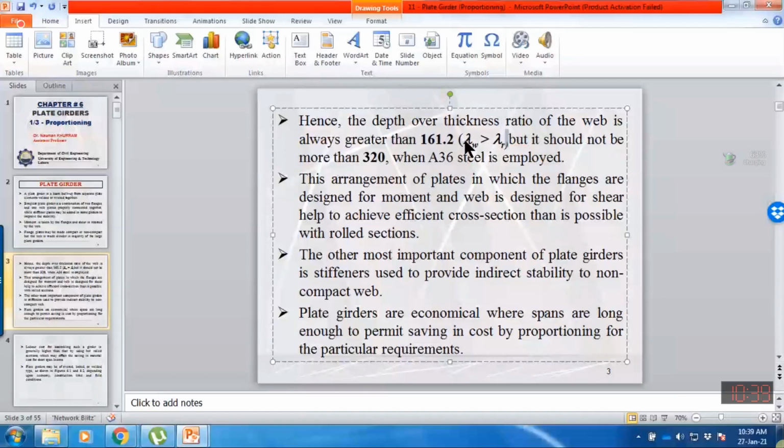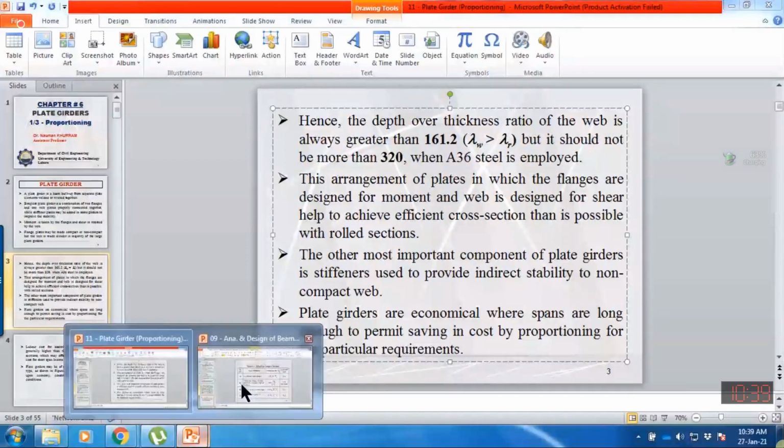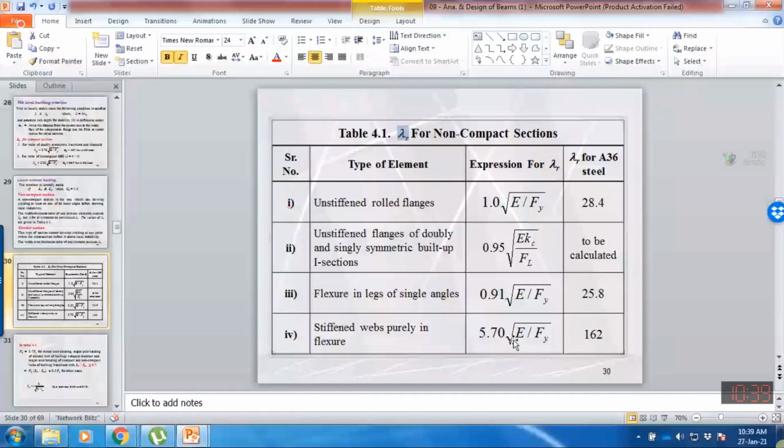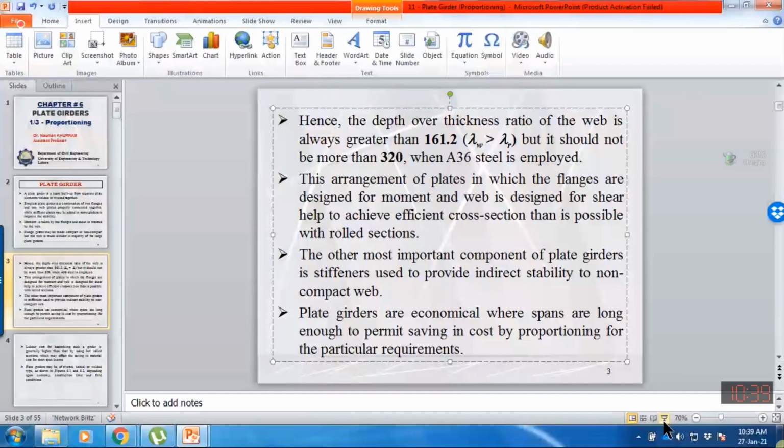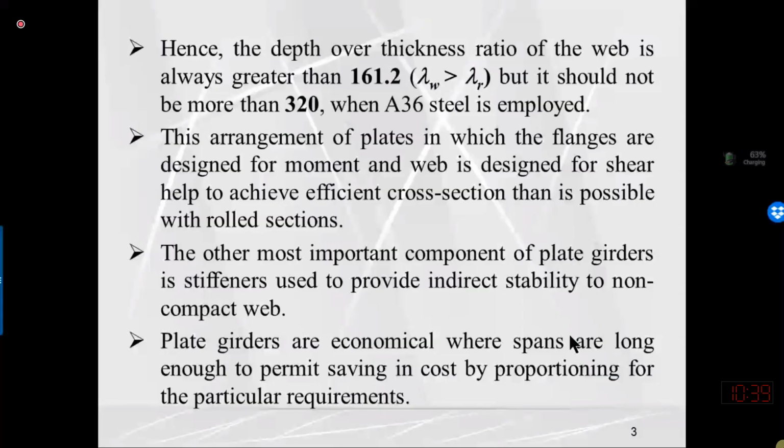So based upon web local buckling, our web λw will always be more than 161.2 for A3060. The actual expression is 5.7 √(E/Fy), so you can write 161.2 approximate. I have written the approximate value over here. So what does it mean? It implies that our plate girder section will never be a compact section. Our plate girder is always non-compact.